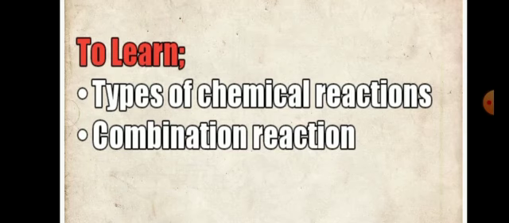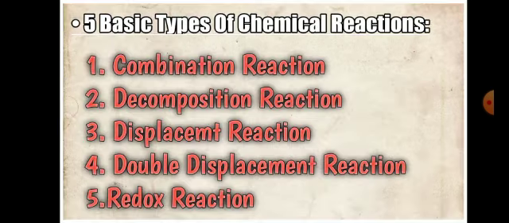So guys, in this video we will be learning about the types of chemical reactions and about the combination reaction, that is the first type of reaction given in your NCERT textbook. There are 5 basic types of chemical reaction. So how many types of chemical reactions are there? 5 basic types of chemical reactions are there, which are given in your textbook.